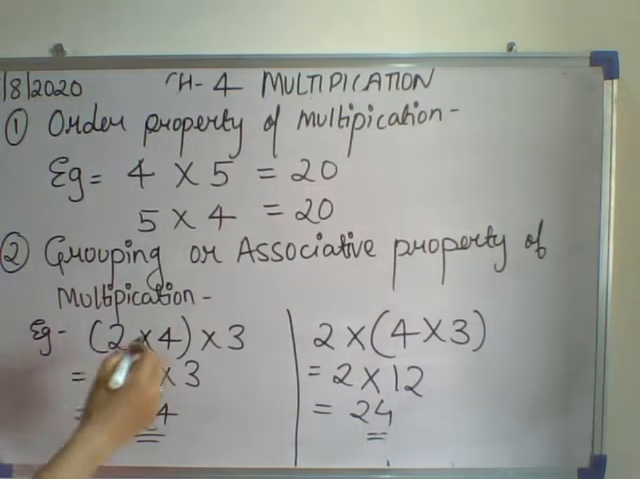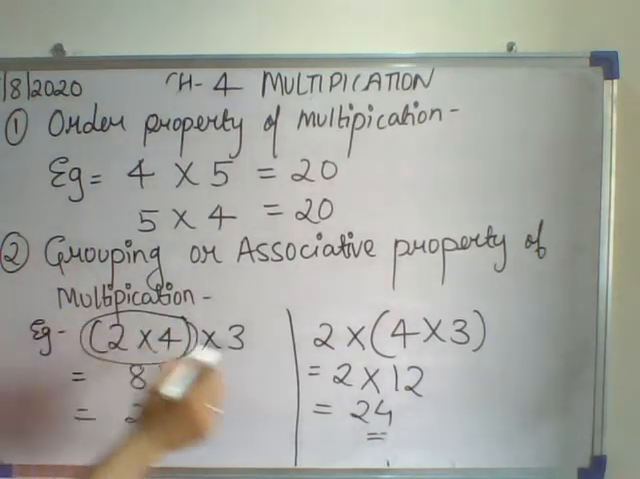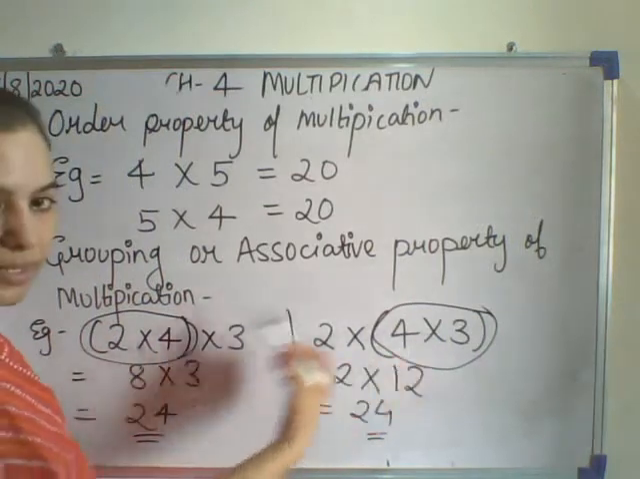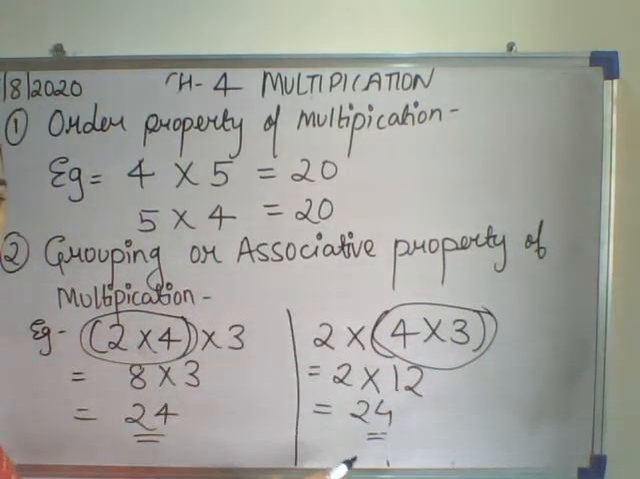See here, in the first I have grouped 2 and 4, and here I have grouped 4 and 3. Different grouping is there, but the answer remains the same in multiplication.